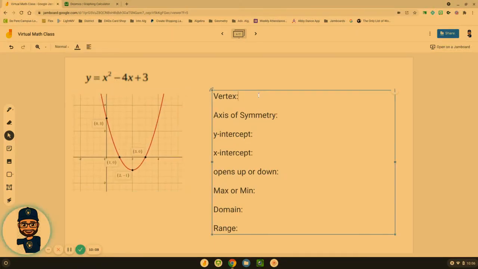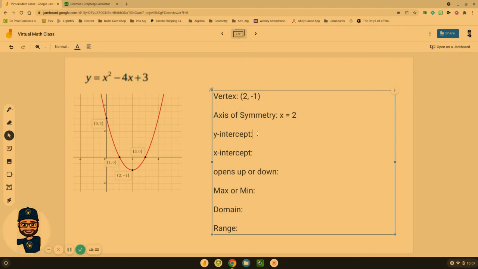Where is the vertex of this graph? The vertex is at that point (2, -1), way down there on the bottom. Therefore, what's the axis of symmetry? x equals 2. Again, axis of symmetry is always x equals whatever my vertex x is, because it's going to have to go through the vertex. That's where the change in direction occurs.